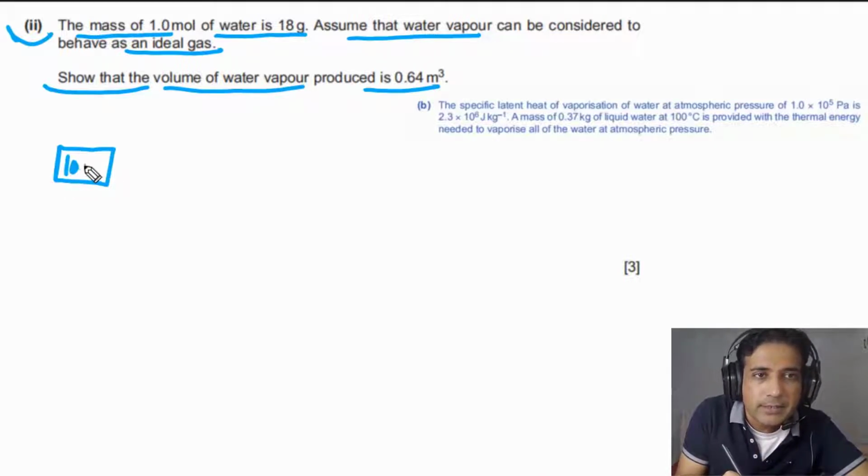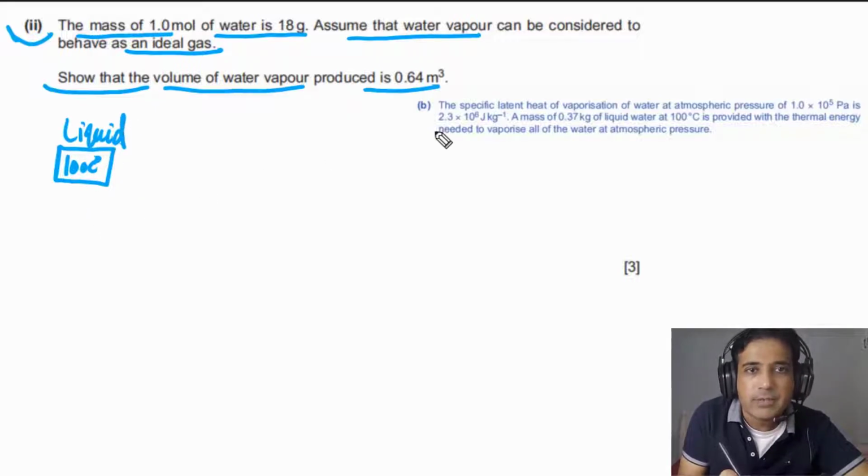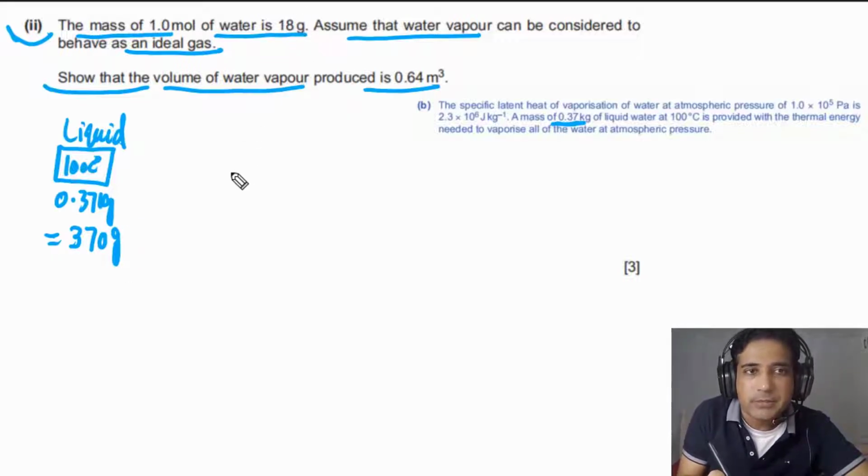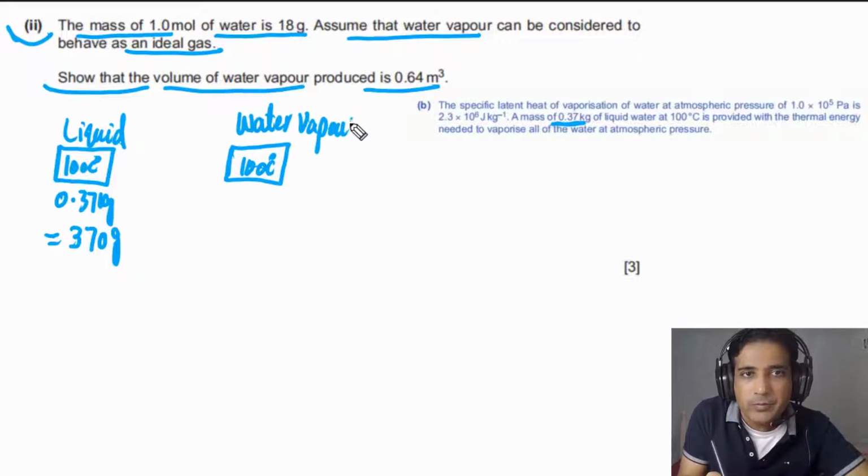We have liquid that is at 100 degrees Celsius. So simply we can say this one is liquid. And the mass of liquid was given to us in part 1. Mass is equal to 0.37 kilograms, or we can simply convert this one into grams. So this will be equal to 370 grams because this mass is given in grams. It is converted into gas at 100 degrees Celsius. So these are water vapors. Mass of this one also is equal to 370 grams.